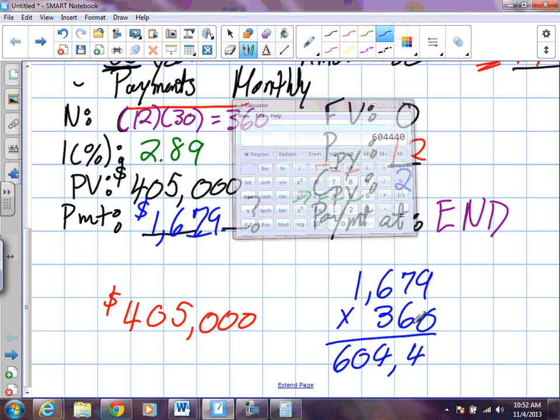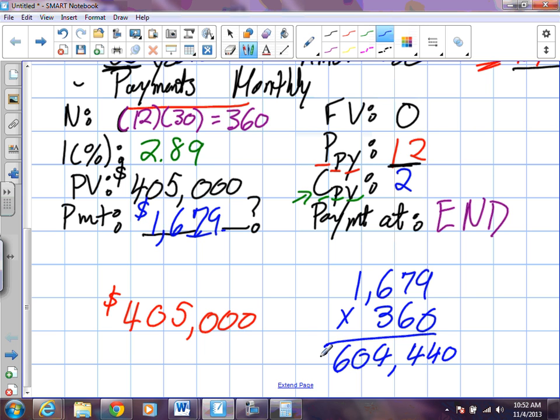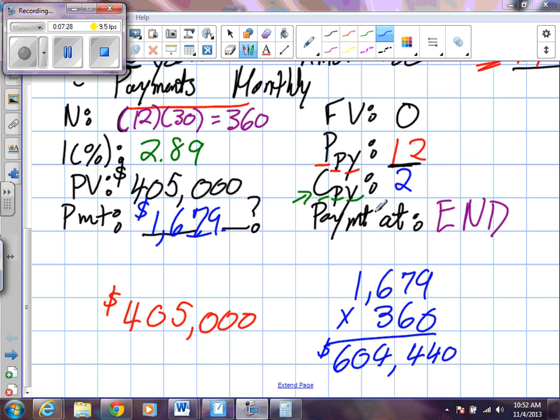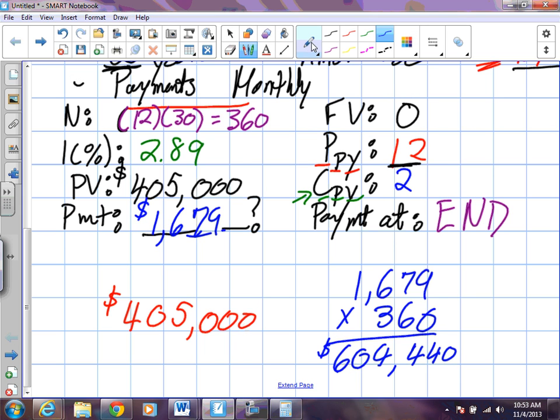Okay, so let's pay attention to this. What we did, again, just to recap, is we took what each of our payments were every single month, and we make 360 of these payments over those 30 years. So the amount of money I pay them is $604,440. Remember, they only loaned me $405,000. Over 30 years, this is how much I pay them.